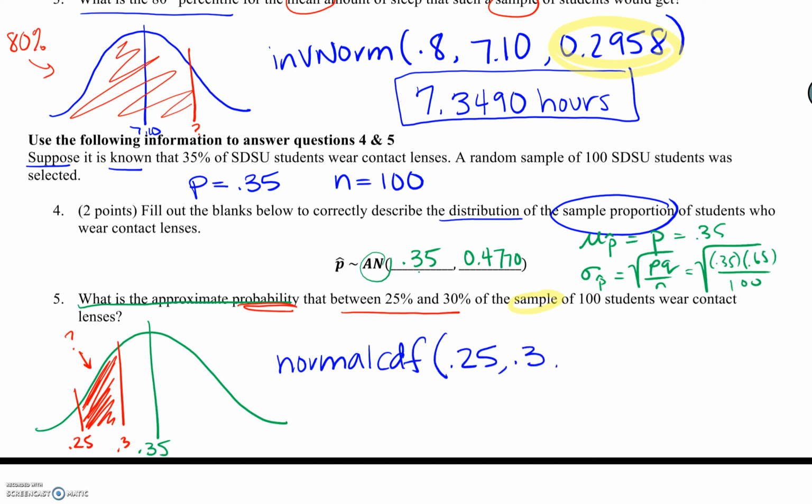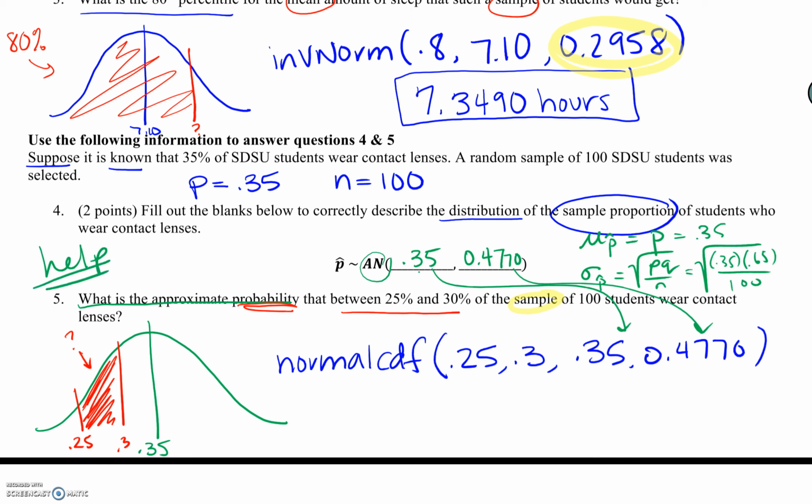Lower bound, upper bound, mean, standard deviation. And again, life is good. We're just going to make sure whatever we had there comes down. Mean and standard deviation. This is my help section, right? This is me trying to give you the help you need to get the question right. So if we calculate this in our calculator, we get 0.0417, oh, I forgot a 0. So a little slice of this guy.